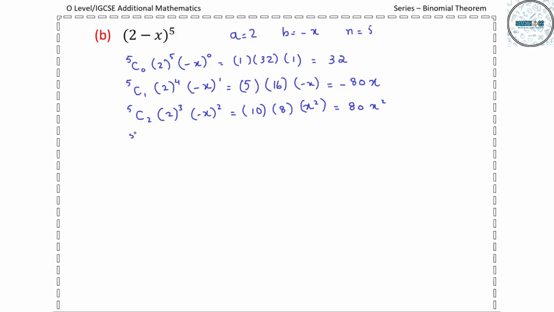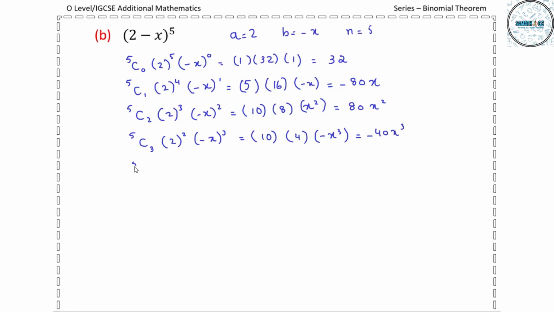Fourth term is 5C3, 2 with power 2, negative x with power 3 is equal to 5C3 is 10, 2 square is 4, negative x with power 3 is negative x cube. So finally it is negative 40x cube.